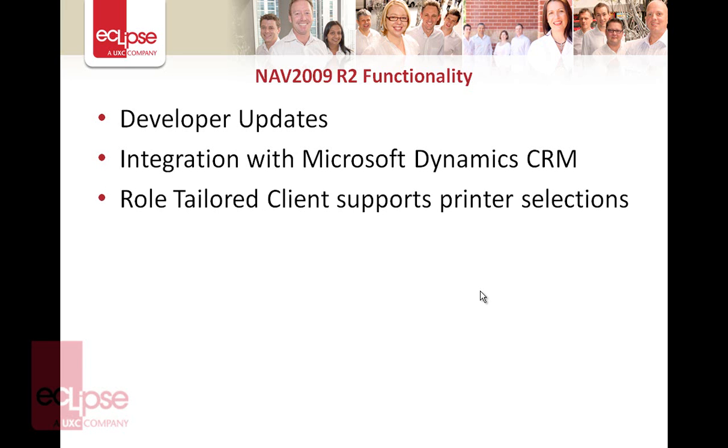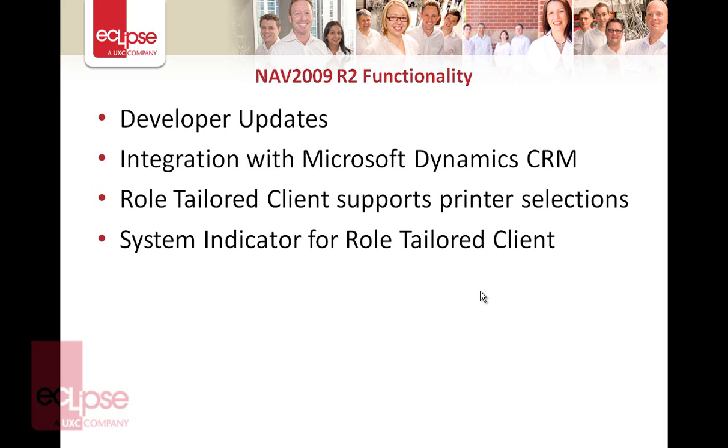Next, we've got the role-tailored client now supports printer selections. This isn't anything to get too excited about either, but it does allow us to manage those within the role-tailored client, where previously you had to go back to the classic client to change these. There are still a few things in the system that you still need to use a classic client for, but as each version comes out, there's more and more things that are available in the role-tailored client. And of course, probably in NAV 2007, there won't be the classic client support anymore, so the role-tailored client will actually have all of the features involved in the system available to be run from there.